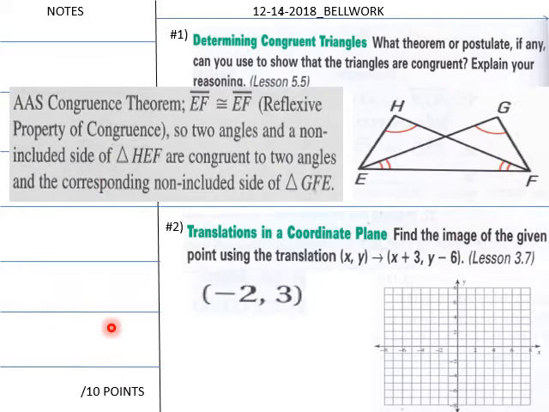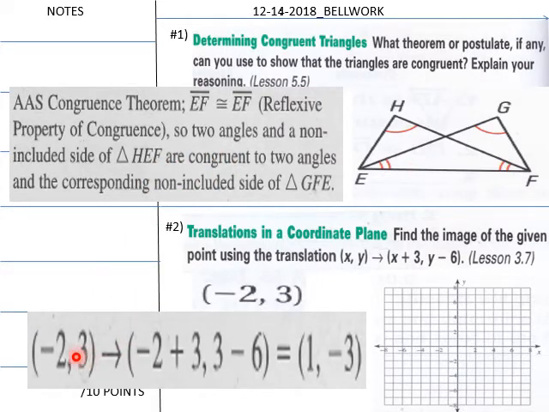Okay, welcome back. Here is our solution for number 1: angle-side congruence theorem. EF is congruent to EF, we got that by the reflexive property. So two angles and a non-included side of triangle HUF are congruent to two angles and the corresponding non-included side of GFE. So that is how we got two angles and a side.